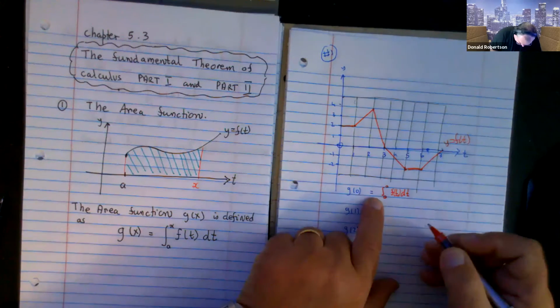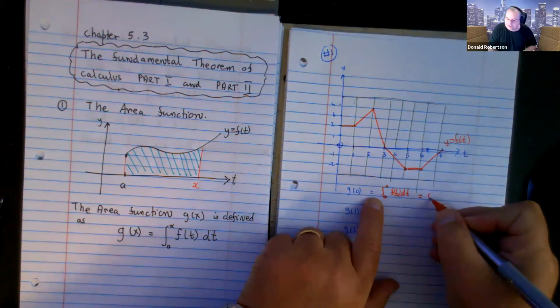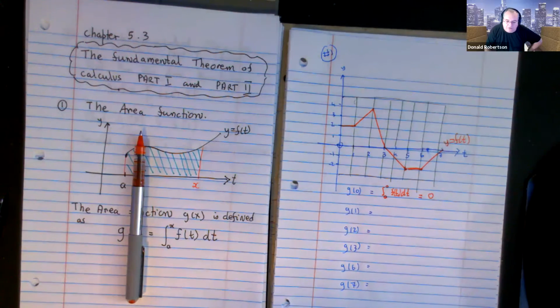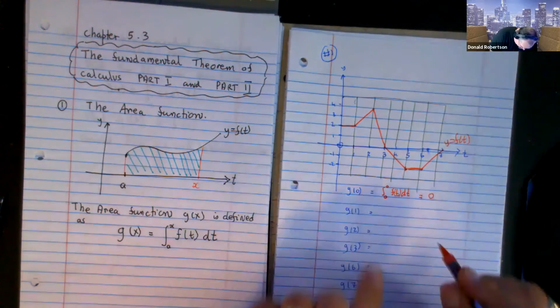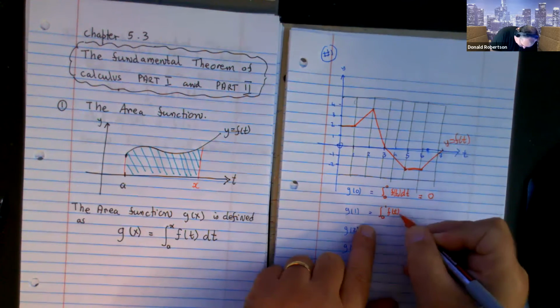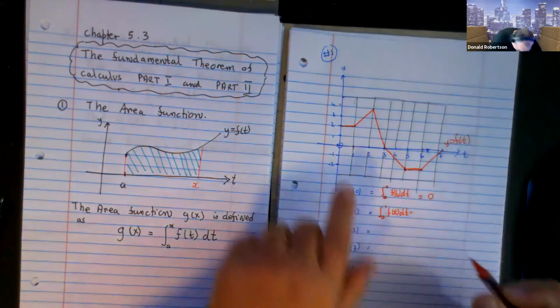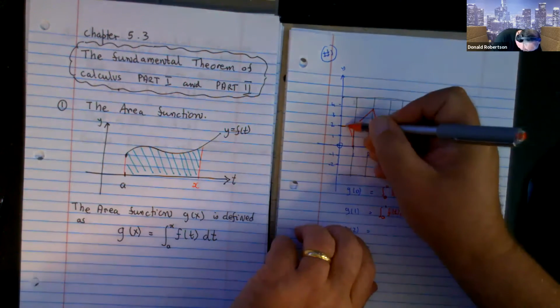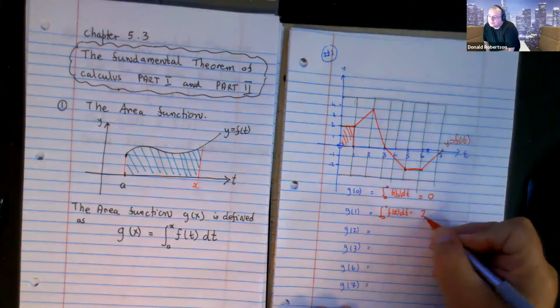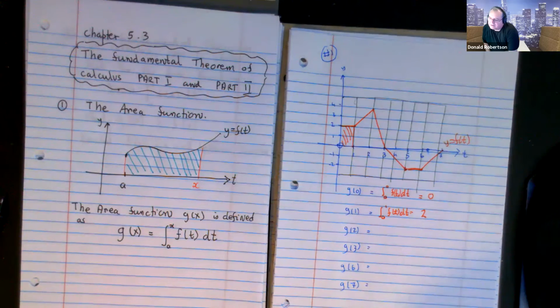Well, that's kind of trivial. The answer is 0. Would you agree that if you started at 0 and finished at 0, the area between a number and the same number is always 0? So that one's a starting point, but it's something. Let's do g of 1. g of 1 would be the area under the curve from 0 to 1. It's basically that bit, isn't it? So the area function would be 2. You see where I'm going with this?